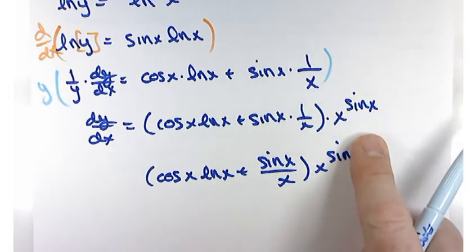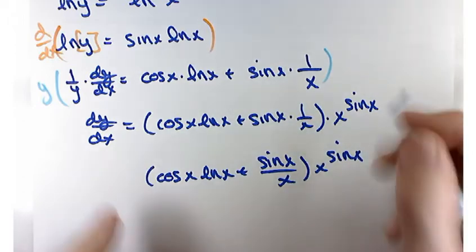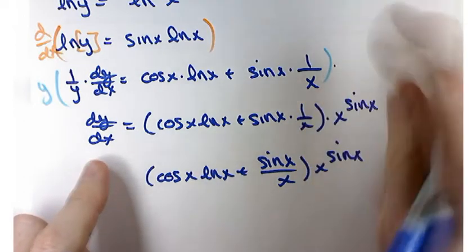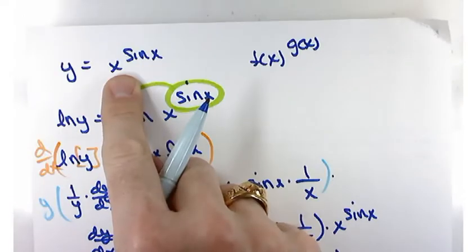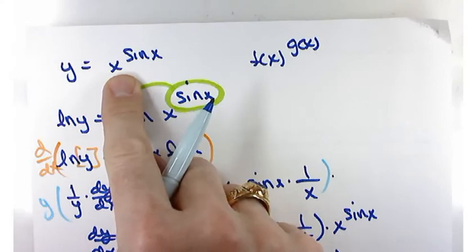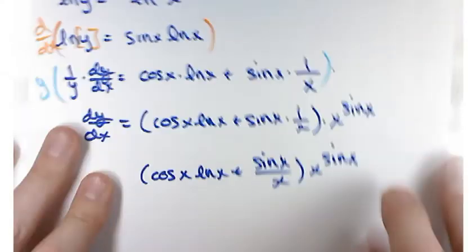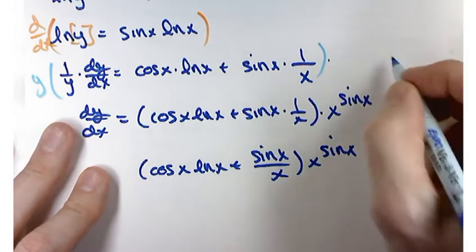The one consistent mistake that people make is that they just put times y here. They forget to go back and figure out, oh yeah, y was equal to x to the sine x. Yeah, they leave the y in there, and I'll probably take off a point, maybe, I don't know.